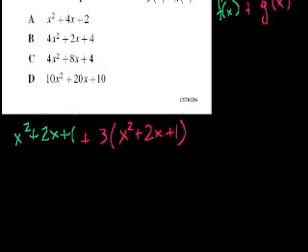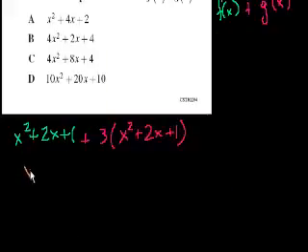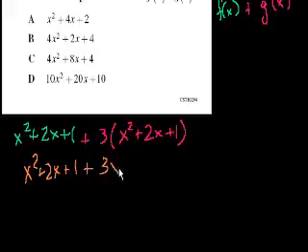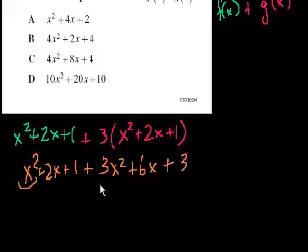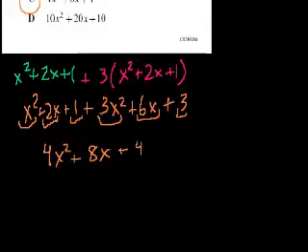And I'll do that in a third neutral color. Do this in brown color. X squared plus 2x plus 1 plus, distribute the 3, 3x squared plus 6x plus 3. And now let's see, you have an x squared and a 3x squared. You add those together, you get 4x squared. And then I have a 2x and I have a 6x. Add those together, I get plus 8x. And then I have a 1 and I have a 3. So plus 4. 4x squared plus 8x plus 4. And that's choice C. Next problem. Next page.